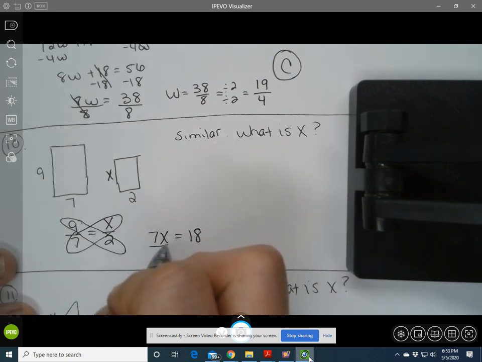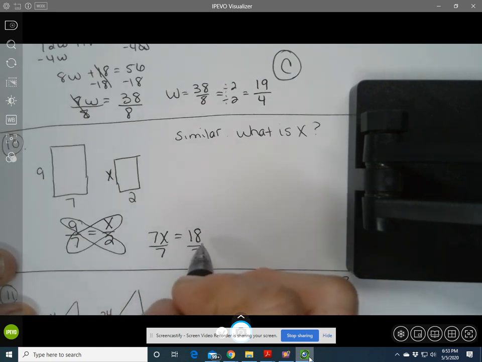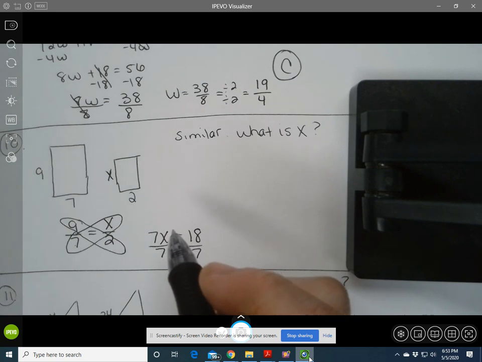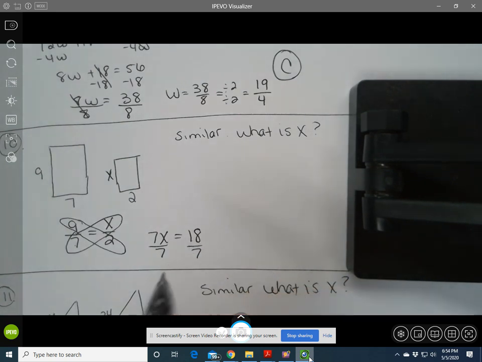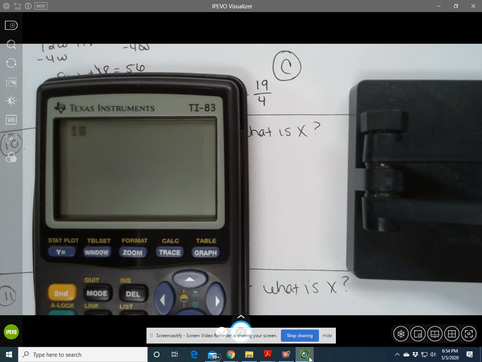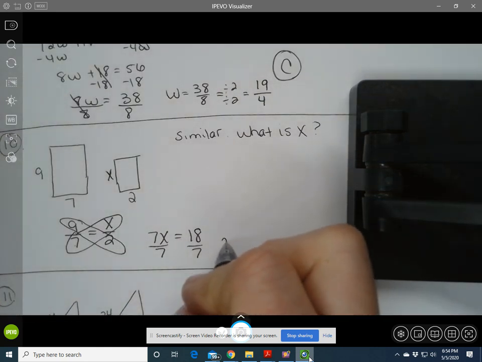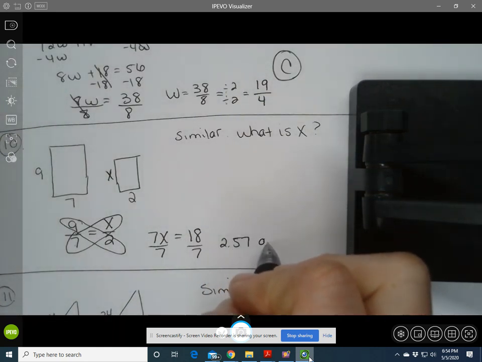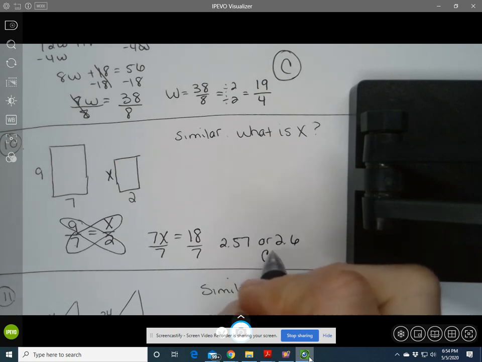All right, you're going to divide by 7, and that means that your answer is 18 over 7, but it's not listed like that. It's listed as decimal form. So since it's listed as decimal form, you would just take 18 and divide it by 7, and that is going to be 2.57, which rounds to 2.6. So it's 2.57 or 2.6, and that is answer C.